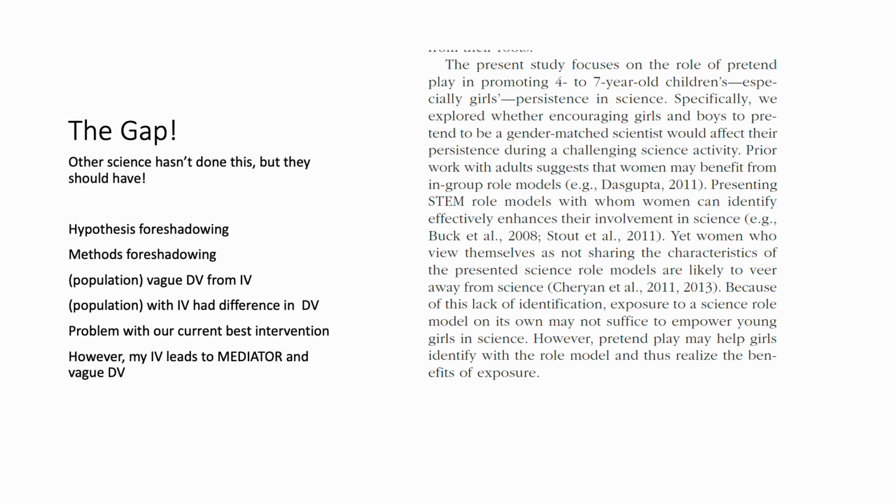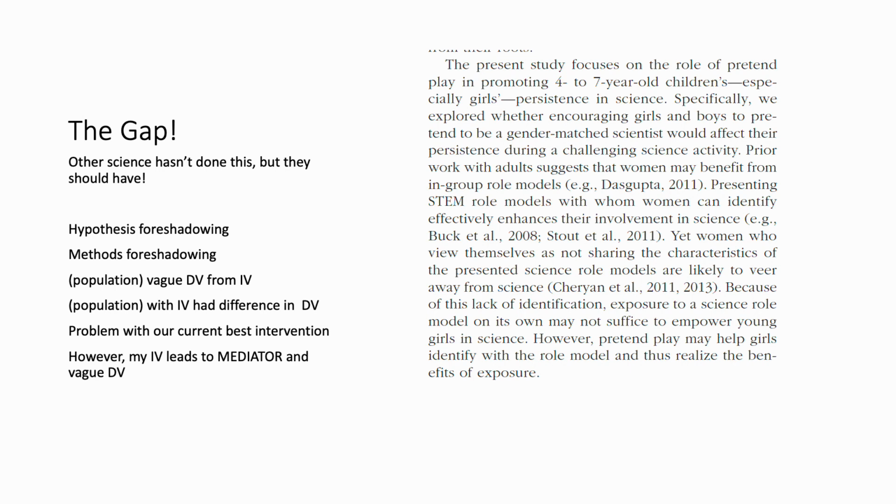So that's really good. The methods foreshadowing. I mean, that's the whole point of the paper. The methods are important. They do that as well. So foreshadow your hypothesis, foreshadow your methods. Then you get another population. This one's a vague DV from the IV, right? Another piece of evidence. Second piece of evidence: population with this specific IV has a difference in the DV. Look at how we talk about evidence.